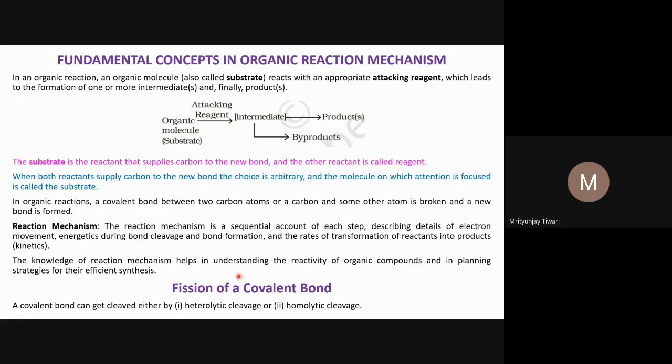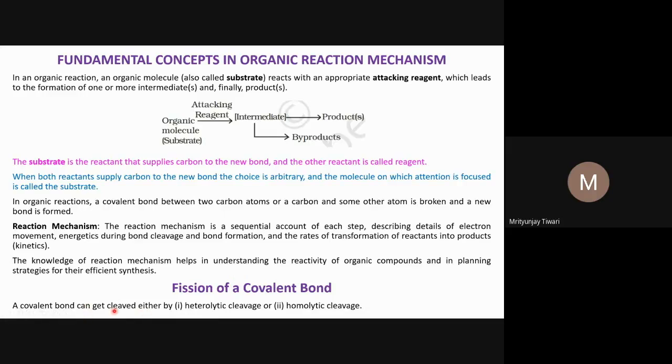So organic molecules contain covalent bonds, and these covalent bonds may be broken or cleaved during a chemical transformation. There are two kinds of cleavage by which a covalent bond of a substrate can be broken, or maybe the reagent may be broken.